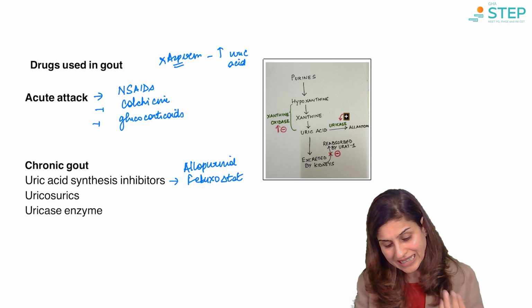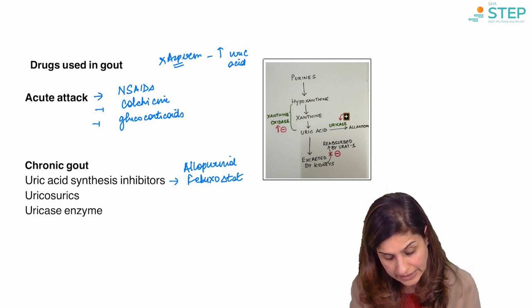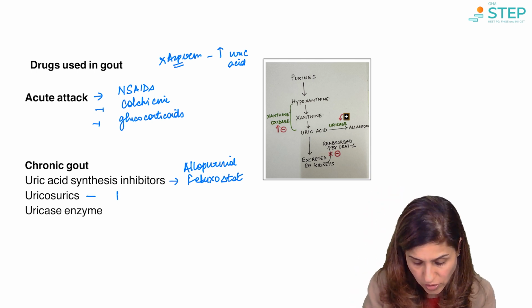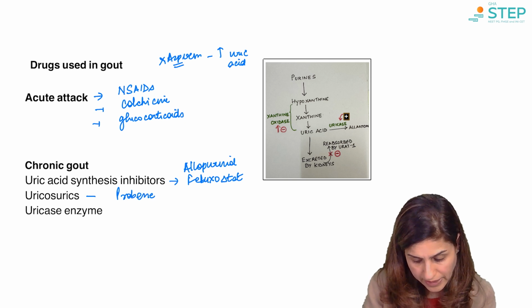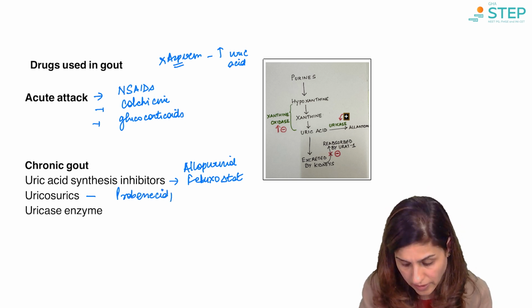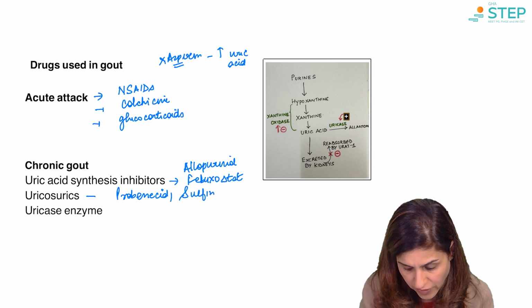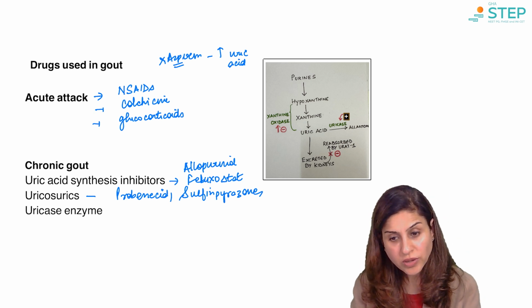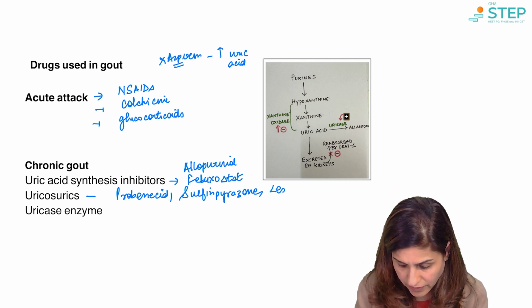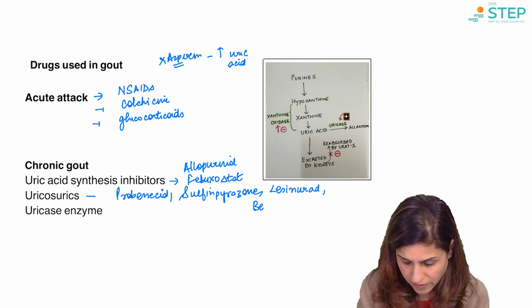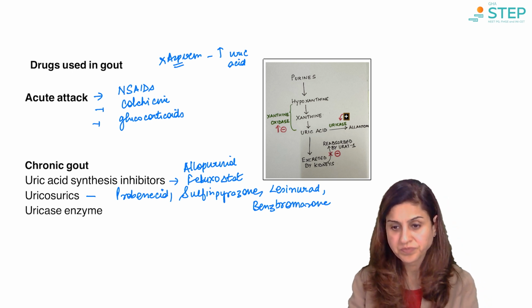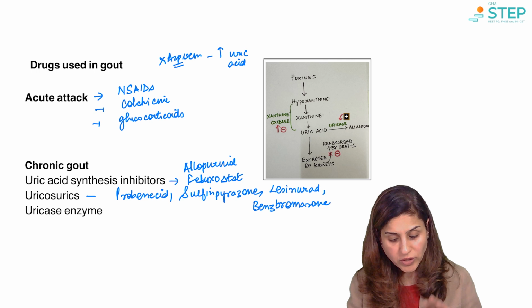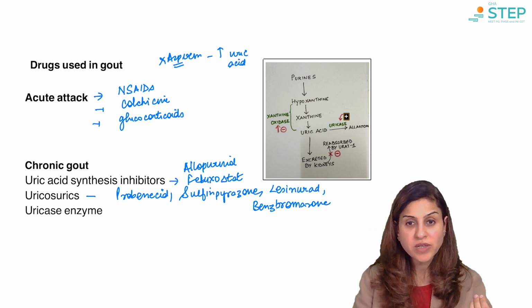Then uricosurics, which are increasing the excretion of uric acid in the urine. So which are these drugs? You have your probenecid, right? This is one. Then we have sulfinpyrazone. Then we have lesinurad, and we have benzbromarone, right? Benzbromarone. So with uricosurics, one important precaution is that the patient has to take a lot of water.